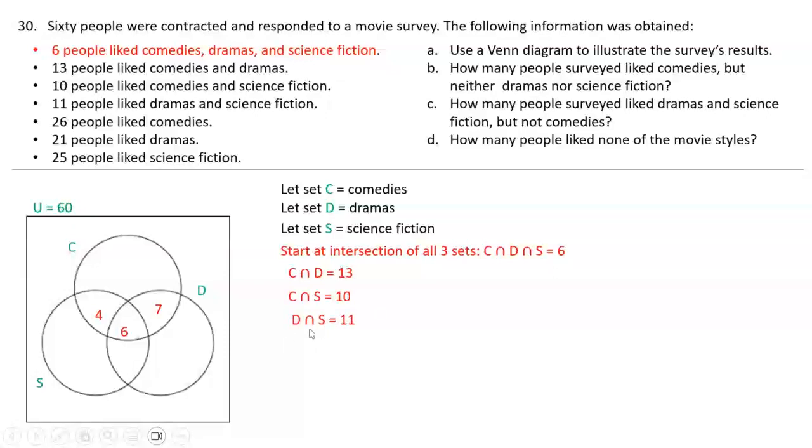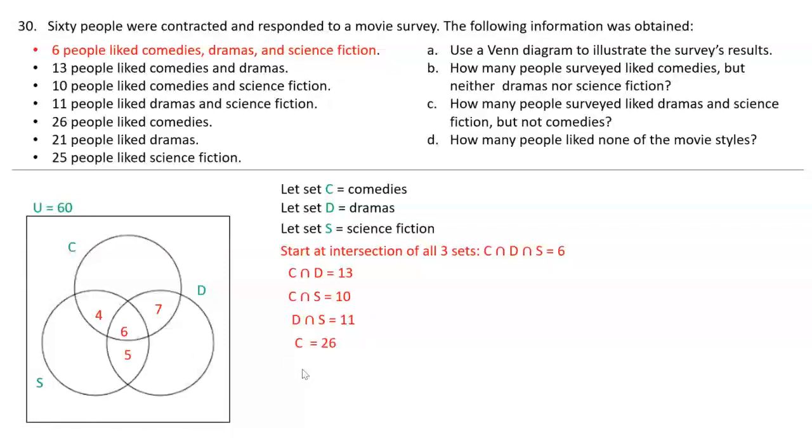Now comes D intersect S, which will be, D and S will be these two sets here, which is 11. So the intersection will be this portion here. It has to be 11, right? We already have 6, so we need 5 more. So that'll be 5.